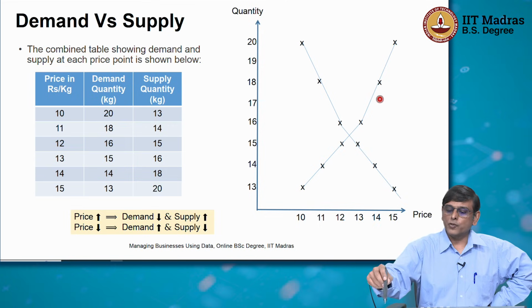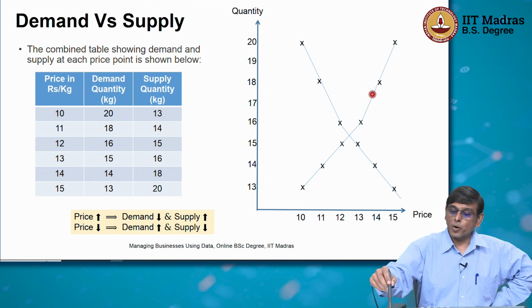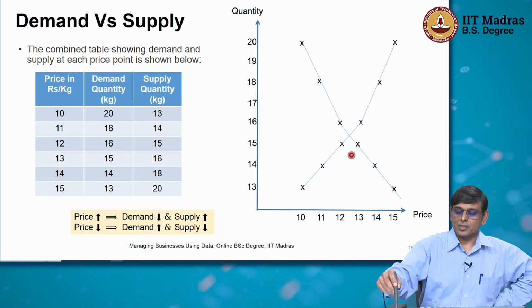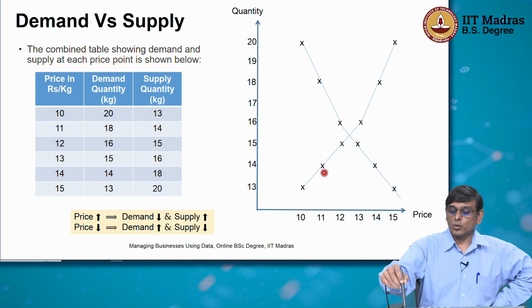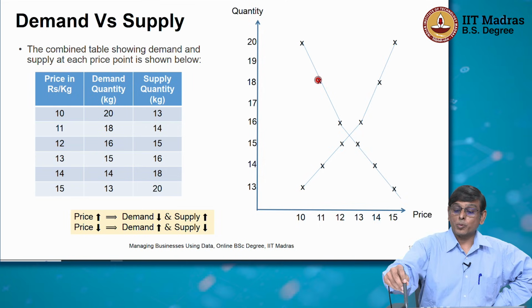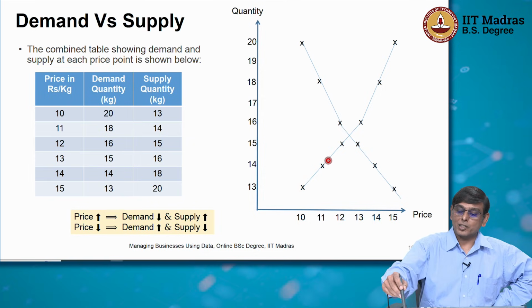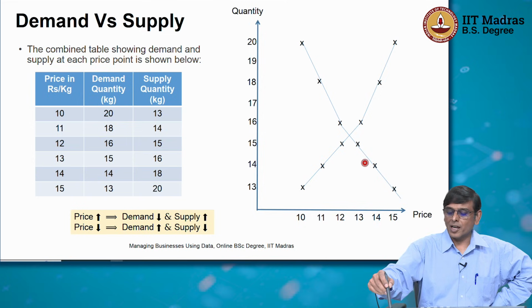Similarly, if you are somewhere on this side, at 14, the shopkeeper is willing to sell a lot of wheat, but nobody is willing to buy it. So the shopkeeper will say, look, nobody is buying the wheat, I must reduce the price. At 11 rupees, the shopkeeper is finding a lot of demand and says, so much demand is there, why am I keeping my price at 11 rupees? I should increase the price. Here he is saying I will reduce the price.